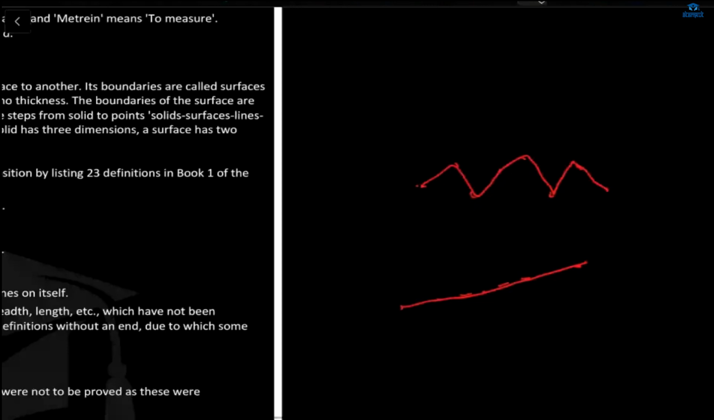The edge of a surface are lines. The plane surface is a surface which lies evenly with the straight line on itself, okay.